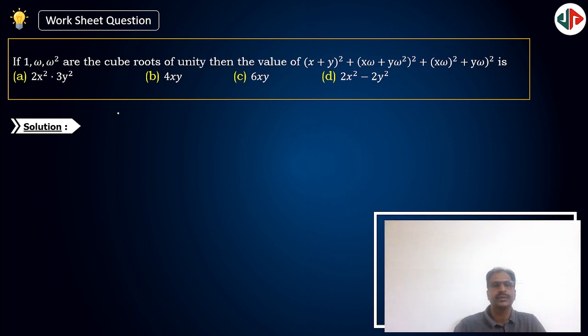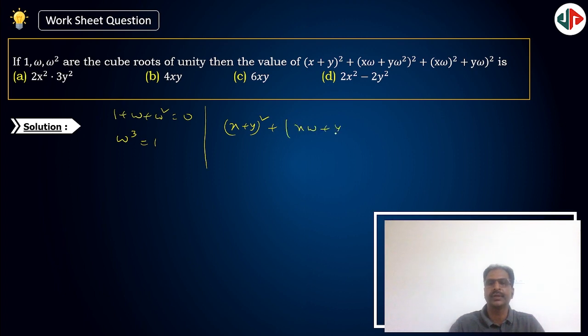Next, 1 omega omega square are cube roots of unity. So 1 plus omega plus omega square is 0 and omega cube is 1. Now, the question is x plus y whole square plus x omega plus y omega square whole square plus, there is a small mistake here, this is x omega square plus y omega. This is not x omega whole square, x omega square. Now expand all the terms. Use a plus b whole square expansion.